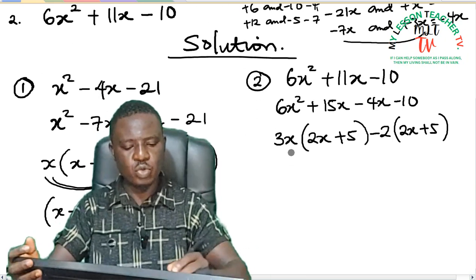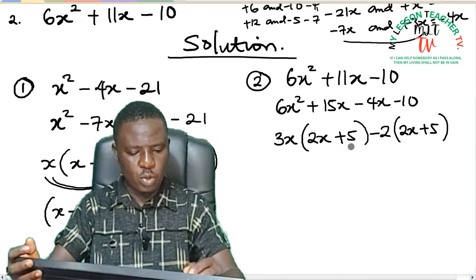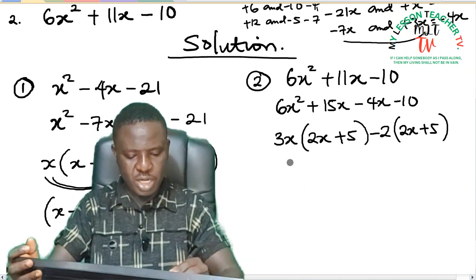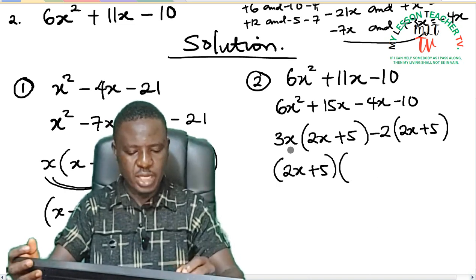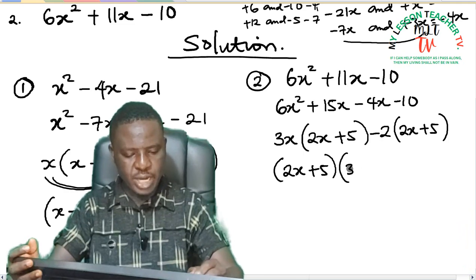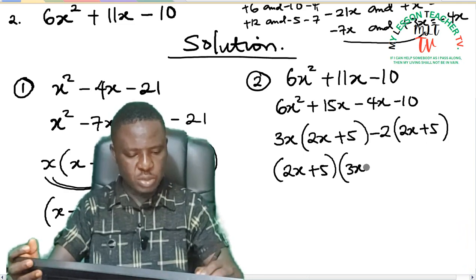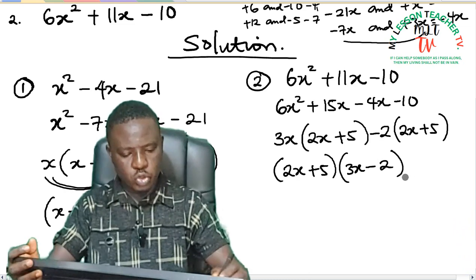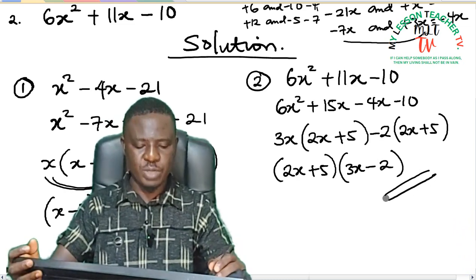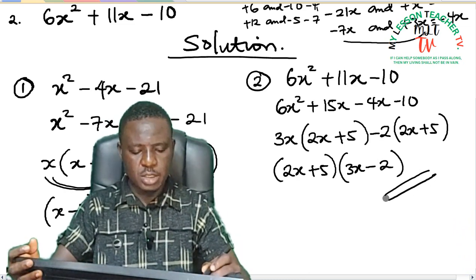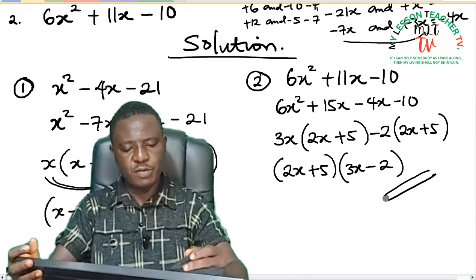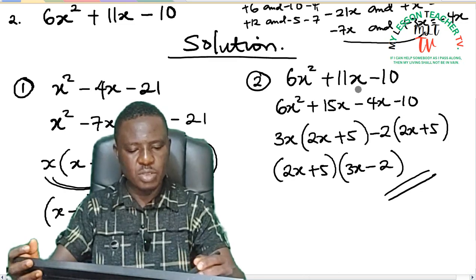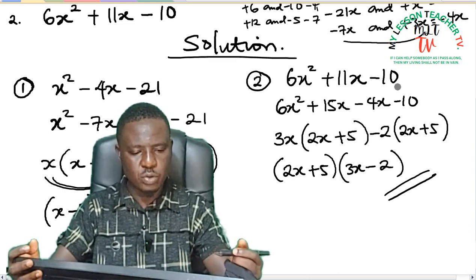Now, we then have a 2-term expression, and what we have in the bracket is common. So factorize it out again. This gives you 2x plus 5. And when you factorize out 2x plus 5 from the first term, you'll be left with 3x. And doing that for the second term gives you minus 2. So these are the two linear expressions which, when multiplied together using the expanded method, give you 6x squared plus 11x minus 10.